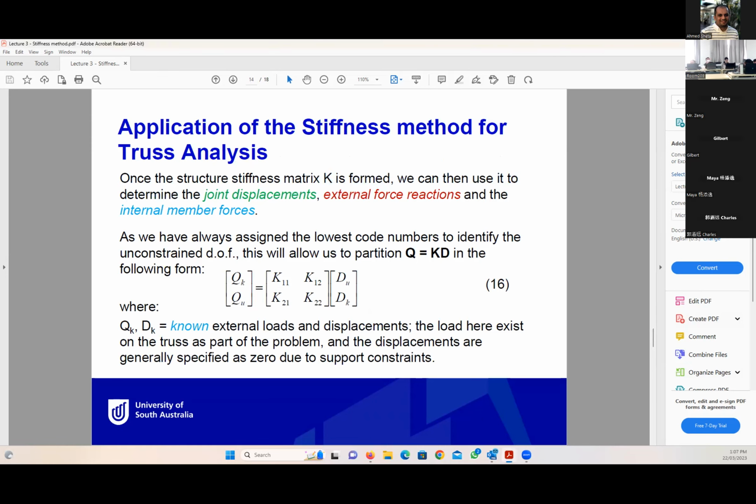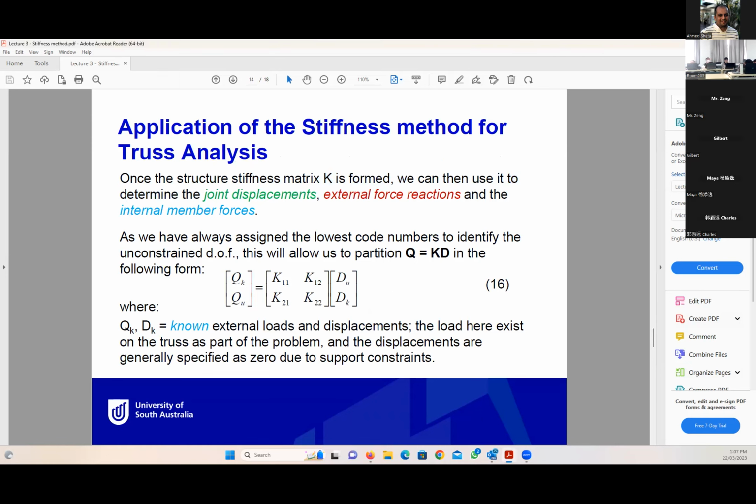If we go back to here, what we will do is just partition or divide the stiffness matrix and the displacement and the Q force vectors into known and unknown, just to make it easier and more simplified. Otherwise, we cannot deal with a 6 by 6 matrix. A 6 by 6 matrix is too big to deal with manually. So what we will do is subdivide the stiffness matrix to make it easier for calculation.